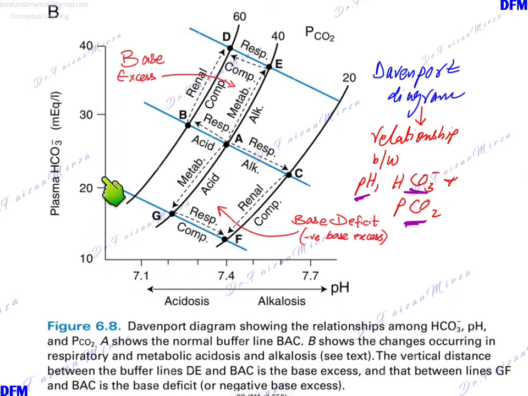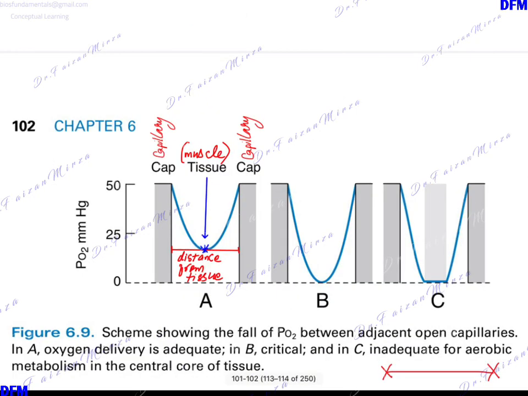This is the plasma bicarbonate concentration. All these points in this Davenport diagram are showing you the buffer lines. The buffer line is where we lie, so this is the normal condition. So this shows the relationship between pH, bicarbonate, and PCO2. This shift in this region shows you the excess of base. So this part of the graph shows the excess of base, and that somehow the body is having an excess of alkaline markers, whereas dropping down below the buffer line shows you a base deficit or negative base excess.